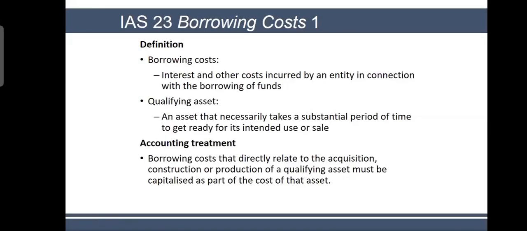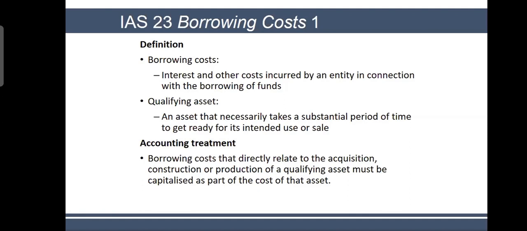We start this new standard. This is IAS 23, borrowing cost. If you notice the slides which we have uploaded, you would see this in chapter number 3, and in the books also, because there are a few standards which are together in one chapter. Like in F7, chapter number 3 is tangible non-current assets.